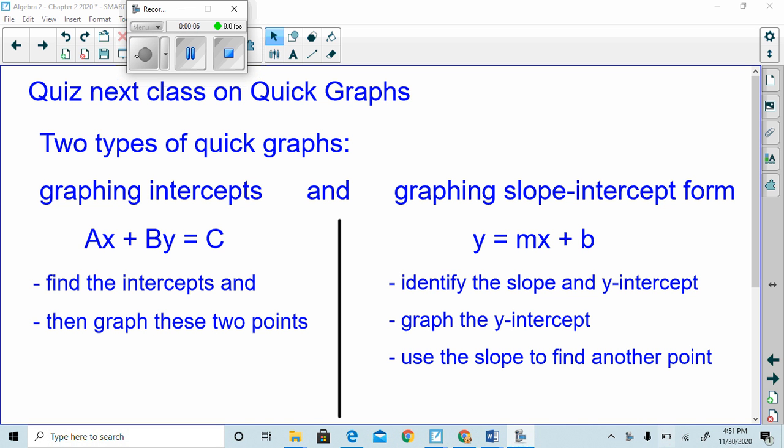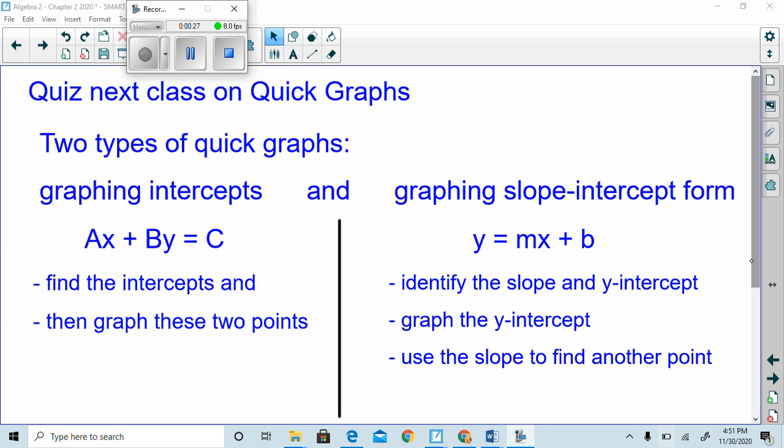To prepare for our quiz, we're going to do a little practice to start off today. We're going to look at our two forms of quick graph. In the first type, we had the graphing of the intercepts. And in the second type, we were graphing using the slope-intercept form of a line.